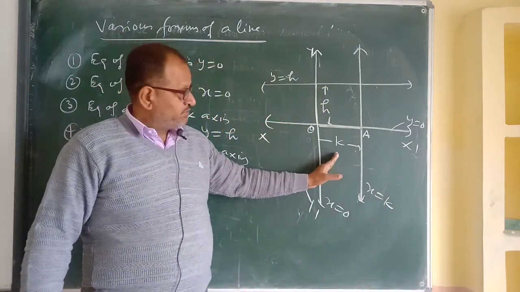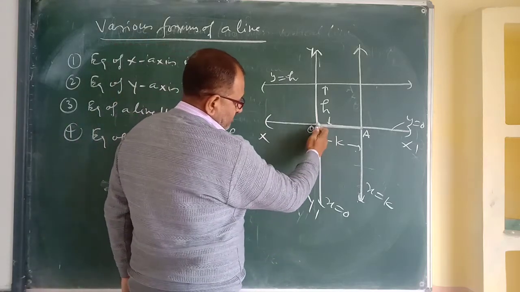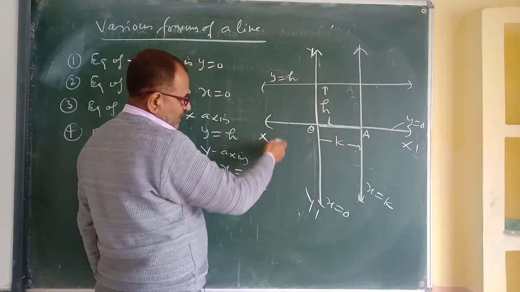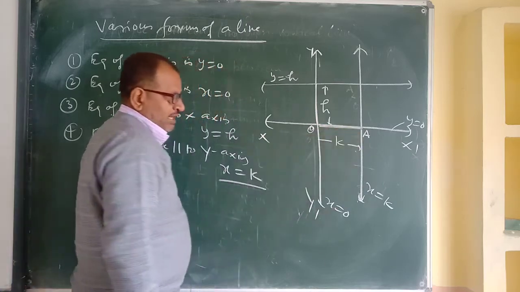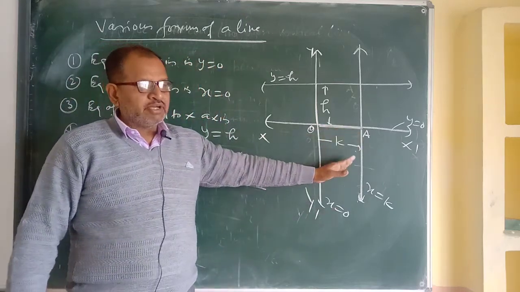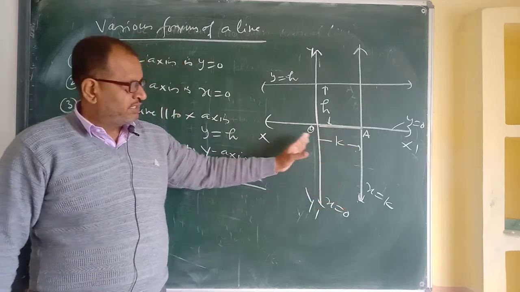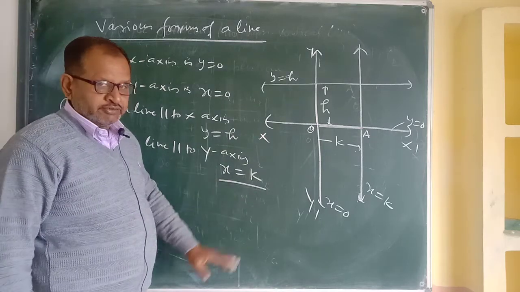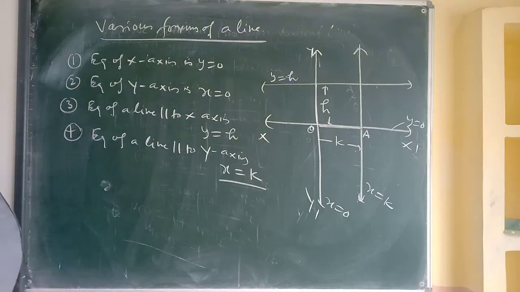If k is positive, the line will lie right of origin. If k is negative, line will lie left of the origin at a distance of k unit from the origin. If k is positive, it will lie on the right side of the origin. If k is negative, it will come on the left side of the origin at the same distance k unit from the origin. So these four are special cases of the lines.